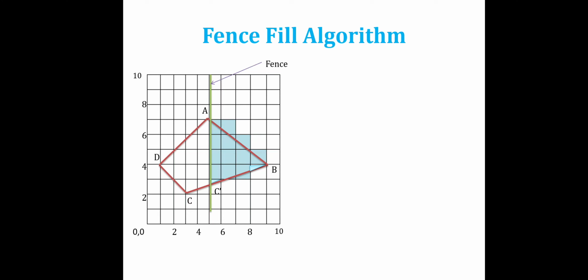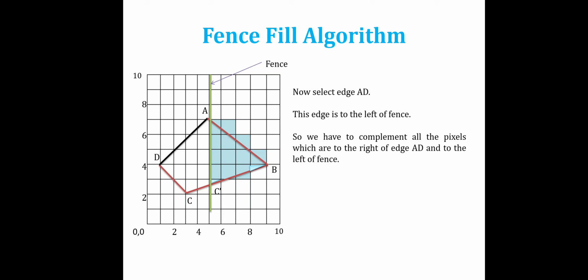With that, the next edge we have to select, suppose we are selecting the AD. So with that AD, now we can say that this line AD is on the left side of the fence, right. That is why here we are complementing the part which is on the right side of this edge AD and the left side of this fence. So we are complementing the pixels on the right side of the AD and the left side of this fence AC.